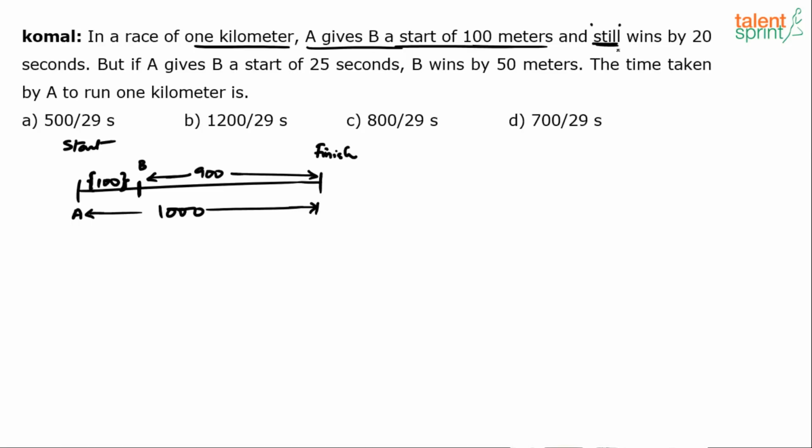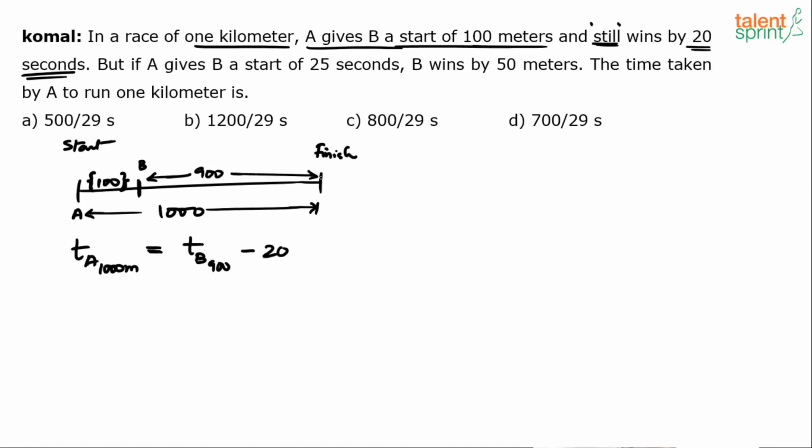He still wins by 20 seconds. So what does it mean? B is 100 meters ahead of A. Both of them start running together at the same time. As soon as the gun is fired, both of them start running. By the time A covers 1000 meters, B will not be able to cover 900 meters, because A wins by 20 seconds. Meaning the time taken by A to cover 1000 meters is 20 seconds less than the time taken by B to cover 900 meters. Understand? Time taken by A to cover 1000 meters is equal to time taken by B to cover 900 meters minus 20 seconds. I'm measuring time in seconds. That's what it means, right?